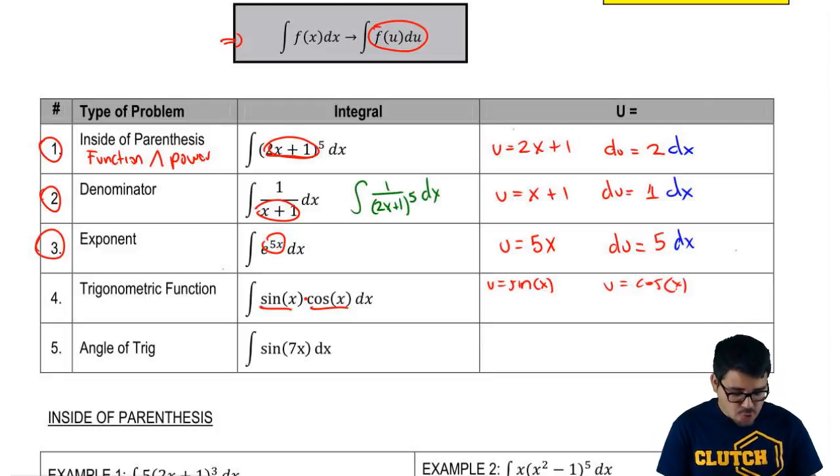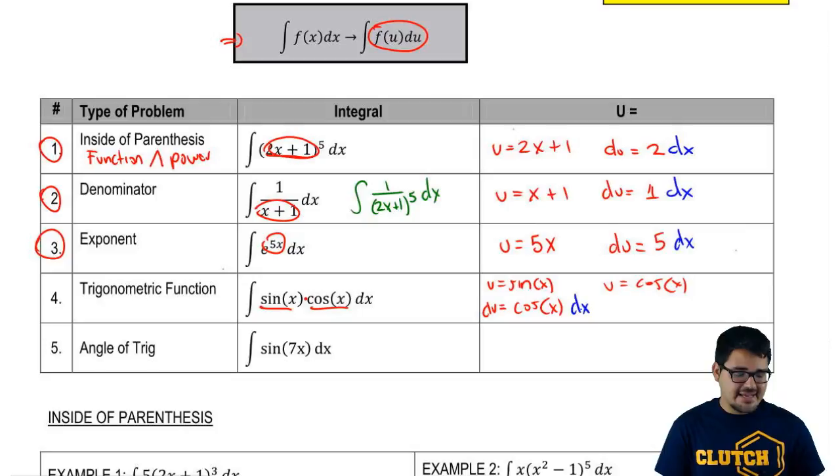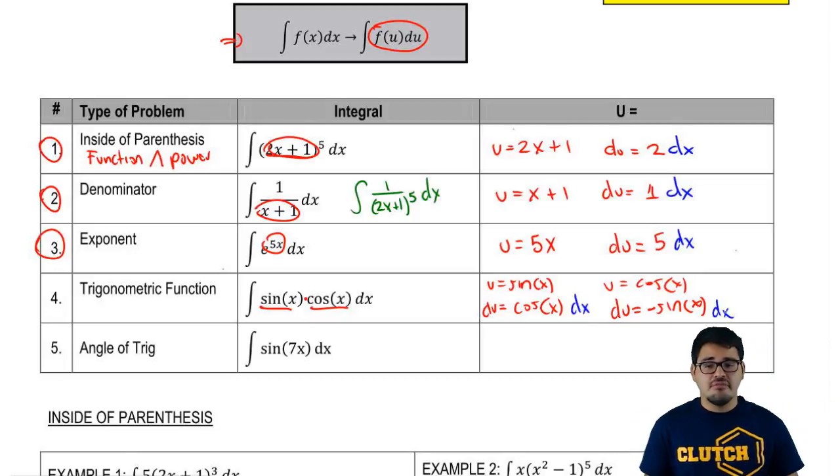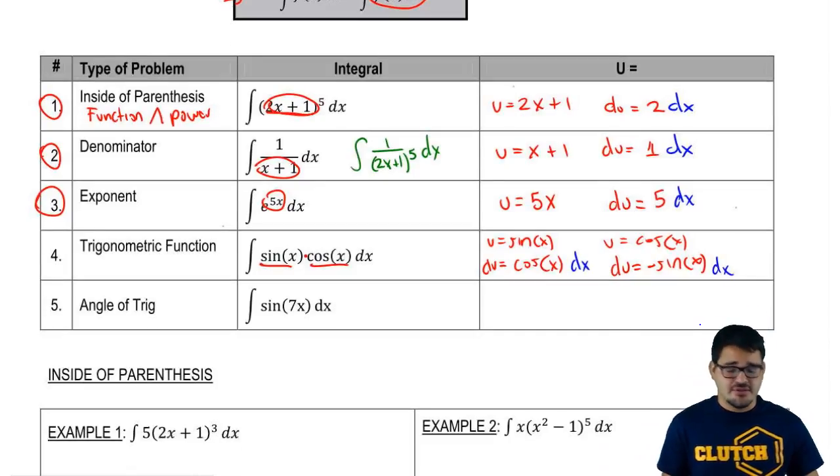So it means that we can have two possible du's. The derivative of sine is going to be cosine, and then we cannot forget our dx. Then we also have our u being cosine, so our derivative is going to be negative sine, and then we cannot forget our dx. So if you guys do the whole problem following the procedures using either u, you'll be good to go and you're going to get the right answer.